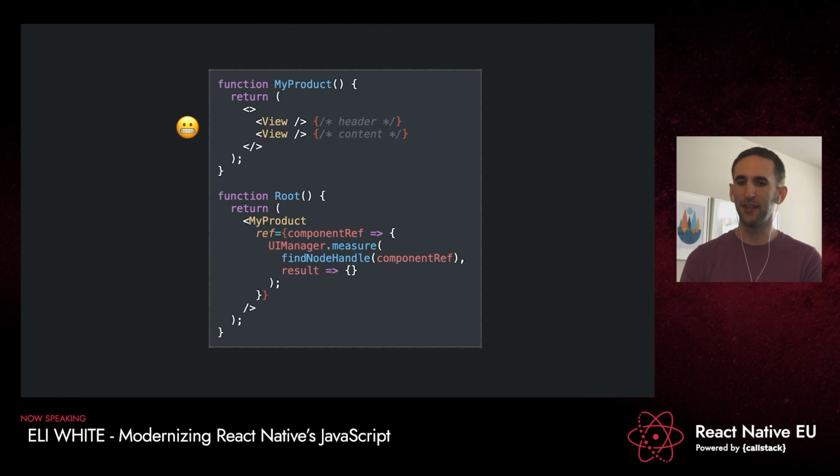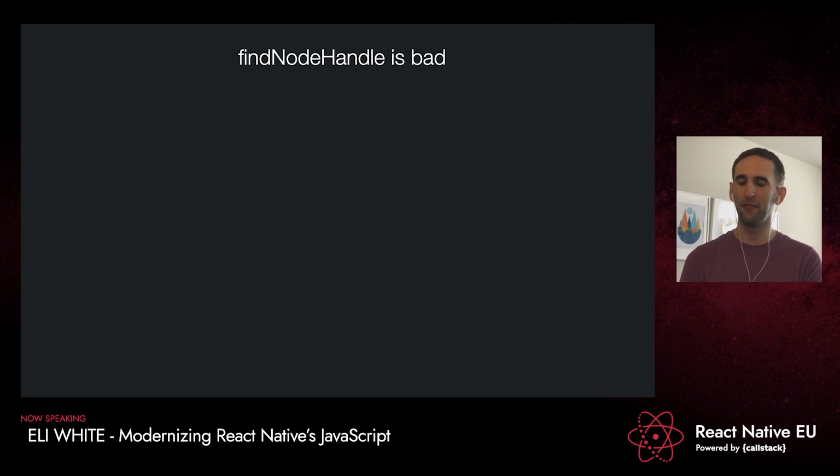And then some engineer comes along a couple months later and they say, we have this view that is just wrapping these two elements. We don't need that anymore. There's this new thing called React Fragment. So they modify that to get rid of the extra view. Well, what they didn't realize is that root was measuring the nearest view. And that was the wrapper view. So now that root is measuring my product with findNodeHandle, the ID that it's getting back is the ID for the header component, which is not the ID for the content component, which is what they probably originally expected.